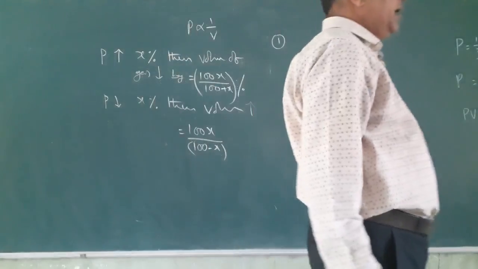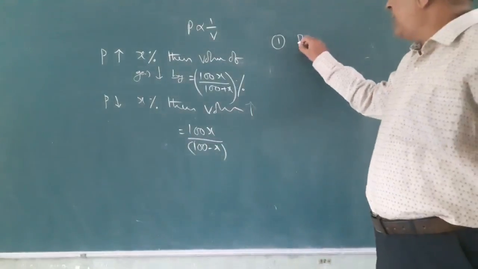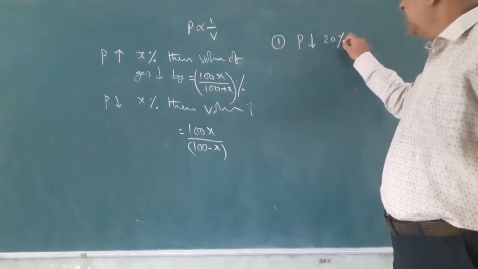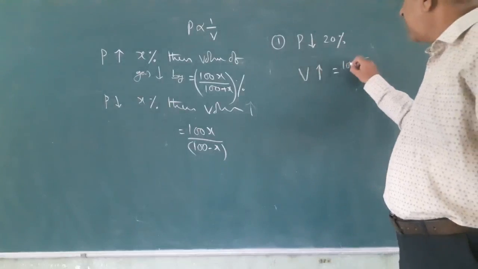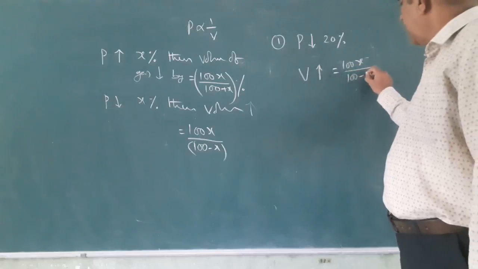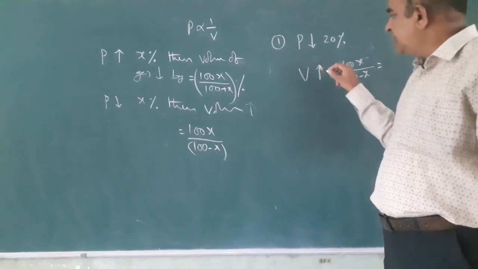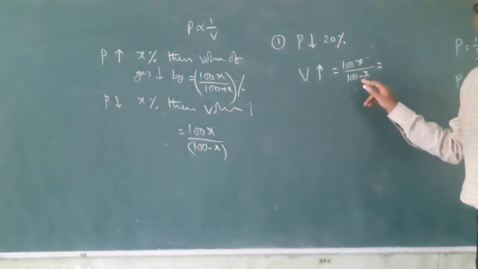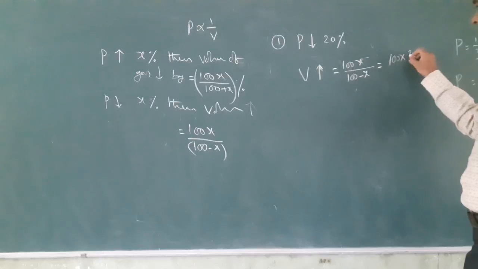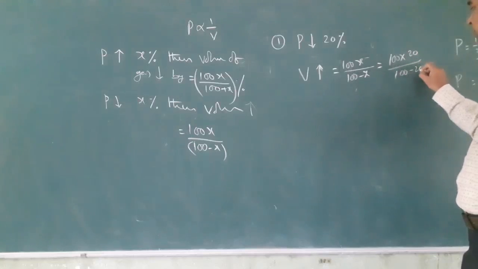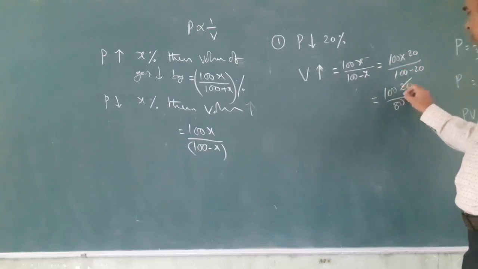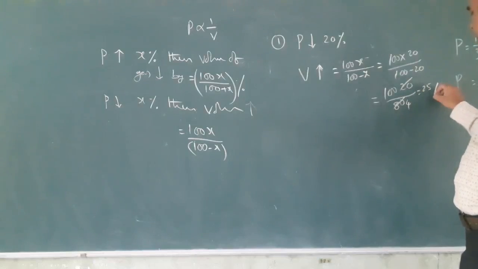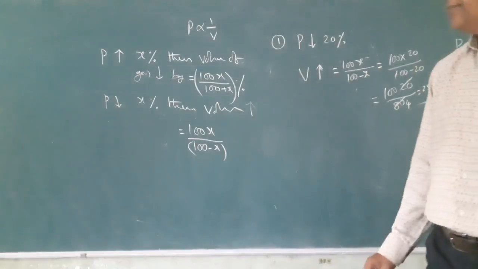So, one problem: pressure is decreased by 20%, then volume increases by 100x by (100 minus x), because volume should increase, so the denominator should be less. So 100 into 20 by (100 minus 20), that means 100 into 20 by 80. So 4 times 5, so 25%.